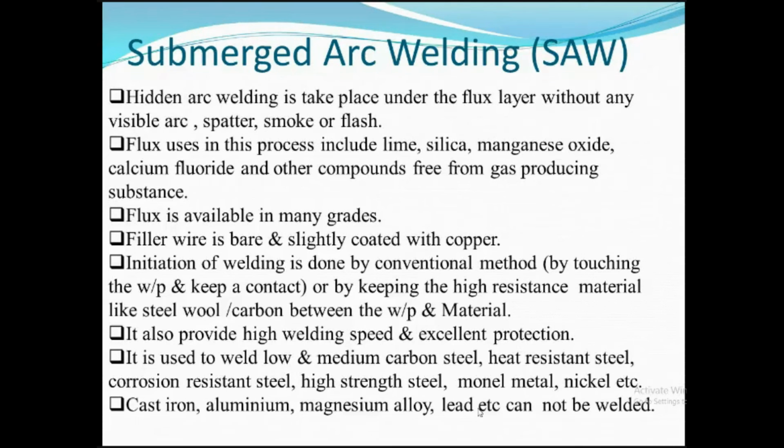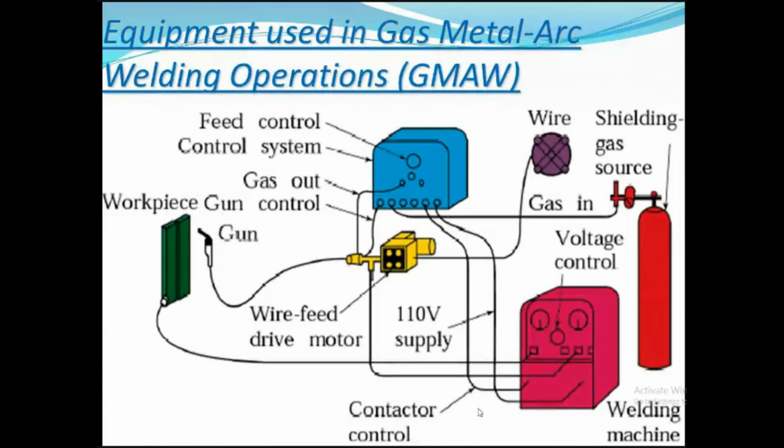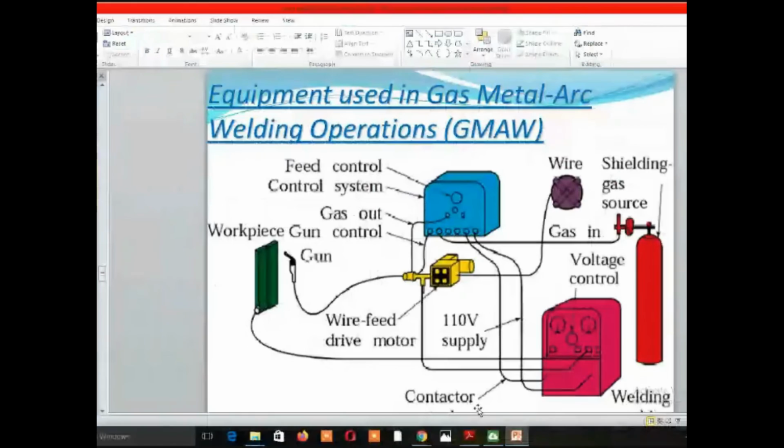In this case, submerged arc welding is generally done on different types of steel, like heat resistant steel, carbon steel, medium carbon steel, low carbon steel, high strength steel, monel steel, nickel alloy. For that purpose, we generally do submerged arc welding. Now, equipment used in gas metal arc welding operations. आता जो GMAW आहे तो आपण उद्या स्टार्ट करूया. कुठले कुठले इक्विपमेंट त्यासाठी आपल्याला लागणार आहे.